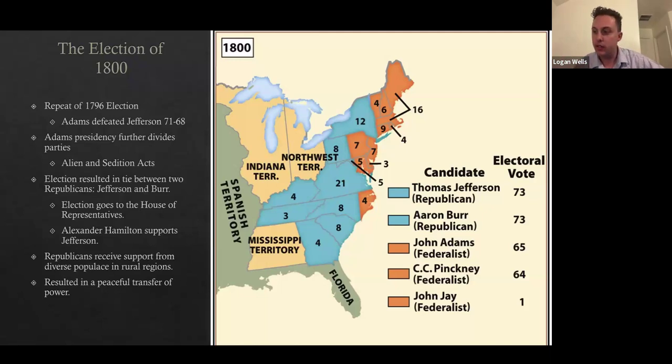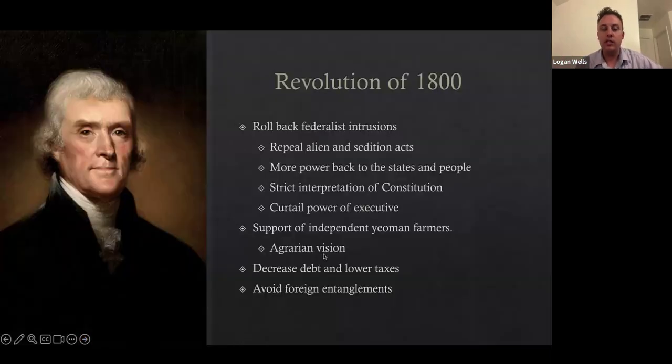Okay. So, as I said before, the Revolution of 1800, it was a revolution because in a sense Jefferson was seeking to roll back many of the Federalist intrusions, right? At least what he perceived to be intrusions of the federal government.